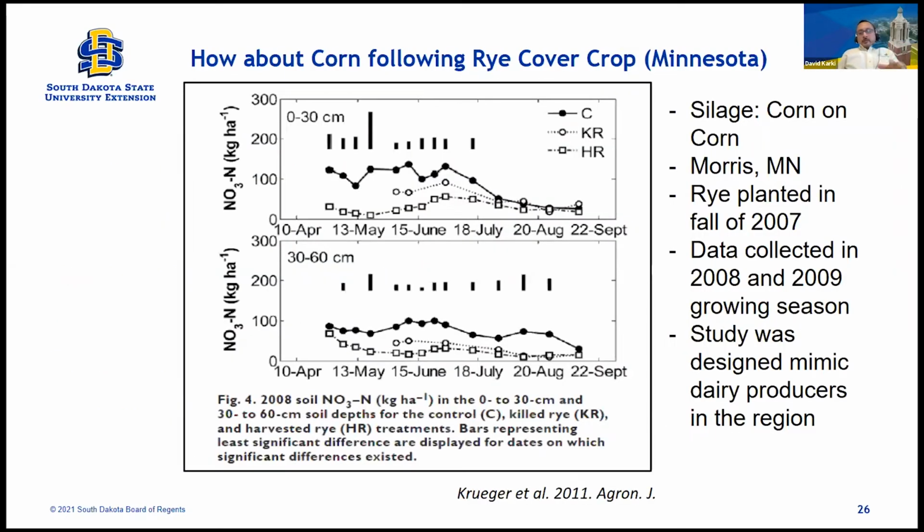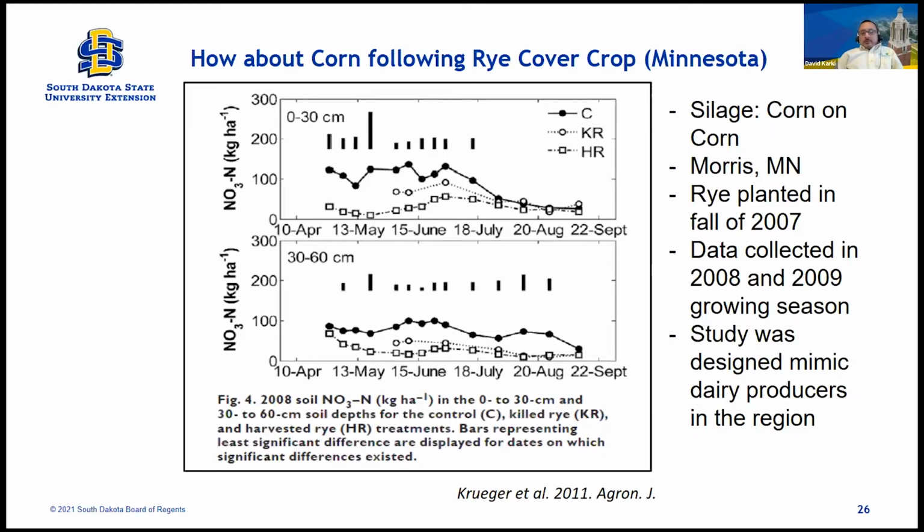And same, a few more data from Morris, Minnesota. Kruger and his team did a study with rye in a corn silage, corn on corn system, which is a little different than what we were talking about in previous few slides. And it does help with taking up the nitrate from the soil. At the same time, it'll take the moisture from the soil also.